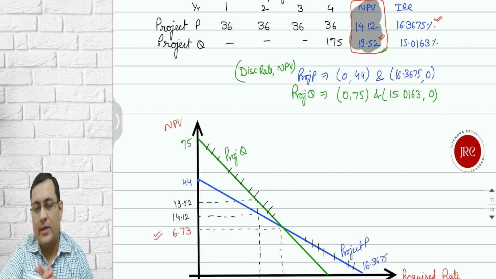Let's close this. Next we will take another theory topic, and then the next topic, real options.